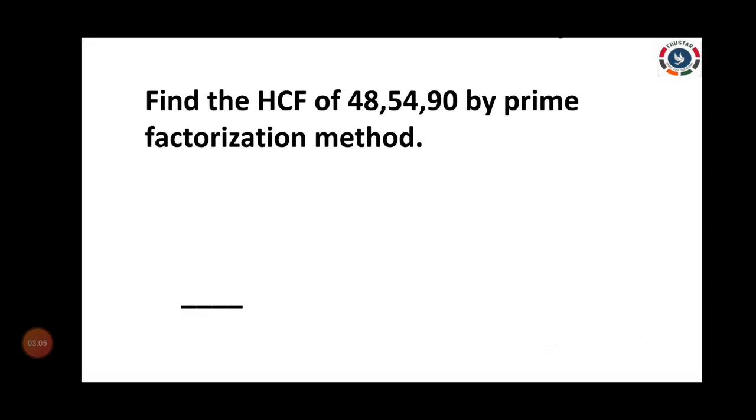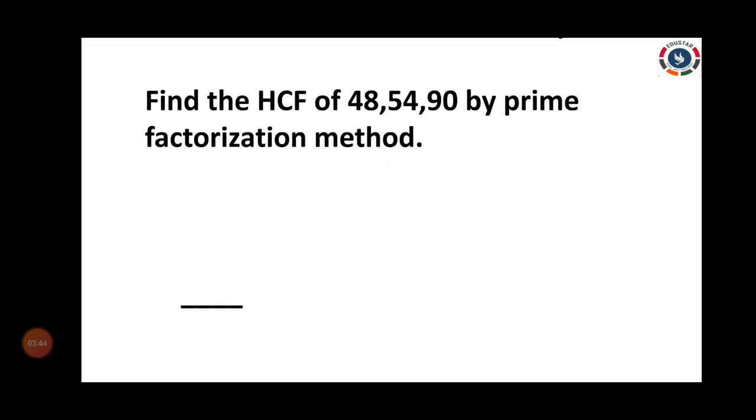Then I'm going to explain the next method. Find the HCF of 48, 54, 90 by prime factorization method. Already we have studied prime factorization in the last class. In that we studied two methods, the factor tree method and the short division method. But when the question asks to find the HCF by prime factorization, if they mention prime factorization, you should use only the short division method.